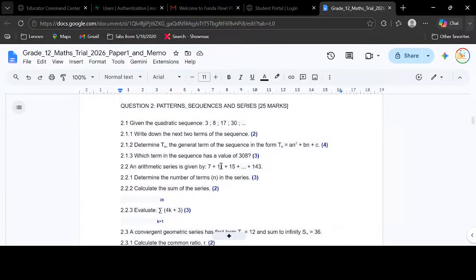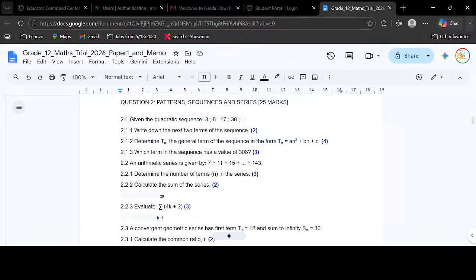Now, the first thing that we're going to be showing you guys, before we go to what we're doing today, maybe just explain what the questions are that we're going to be going through today, before we go to Fundaflow and show people how to use Fundaflow through these questions that we have. Okay, so there's question 2, pattern, sequence, and series, which is 25 marks. By the way, guys, how did this question come about? We asked our Fundaflow AI. The AI has been trained to be a senior educator from South Africa.